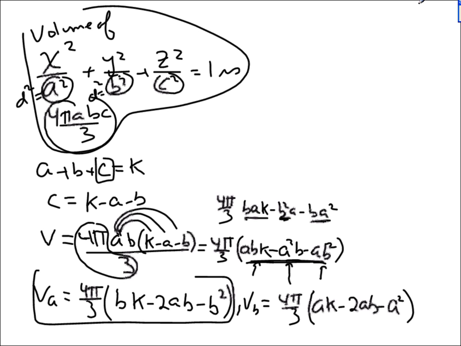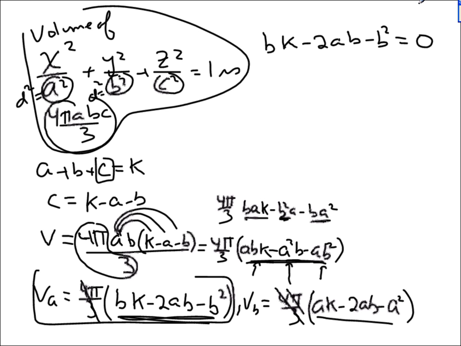And we want to set these equal to 0. Well, then it's not the 4 pi over 3 that equals 0. It must be this that equals 0. So we have bk minus 2ab minus b squared equals 0. And we have ak minus 2ab minus a squared is equal to good old 0.